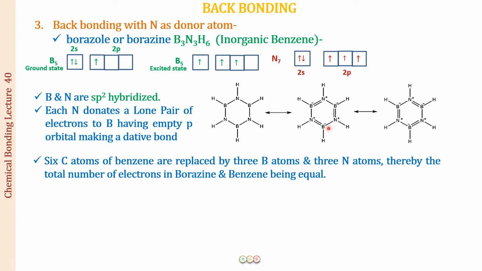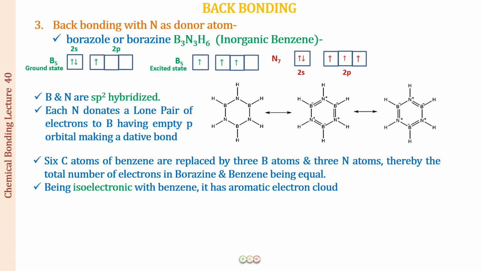So the total number of electrons in borazine and benzene remains the same, and because it is isoelectronic with benzene, this has an aromatic electron cloud. These two are the resonating structures. There is a double bond between boron and nitrogen over here, and in this one it is a double bond over here. So essentially what we see is that this is going to be a pi electron cloud which is going to be spread over the whole ring.